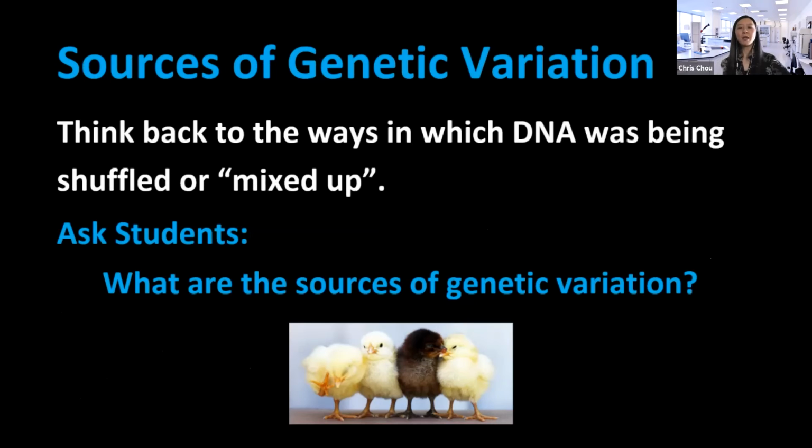Okay, so thinking back to the ways in which DNA was being shuffled or mixed up, what are the sources of genetic variation for offspring? You can ask your students that, to realize it happened during crossing over, just like we see here in my camera, when aligning those homologous pairs of chromosomes at the equator during metaphase 1, and then the separation of them in anaphase 1. And then of course, sperm and egg only have one copy of each type of chromosome, so you could have a lot of different variation in the sperm and egg genetic content to combine during fertilization.